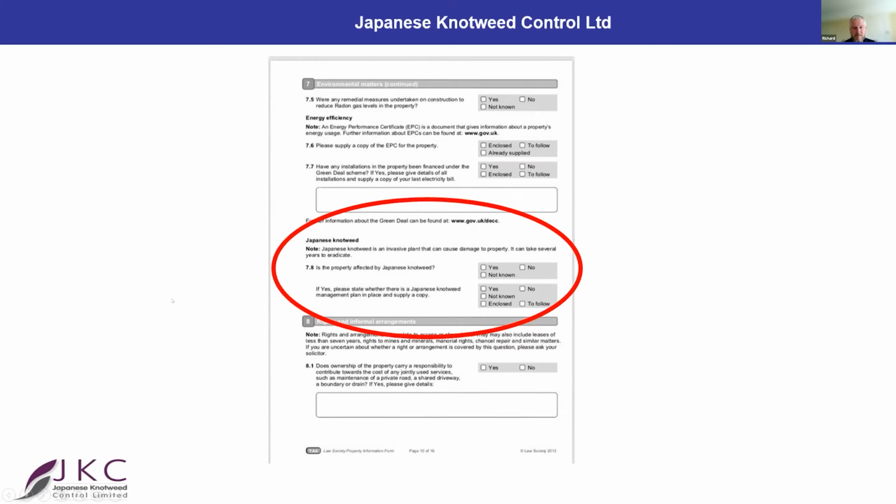So, Richard, all house buyers have to do this? Correct, yeah. On any domestic house sale, these forms have to be filled in by the house seller to say whether they are aware of and have Japanese knotweed on their property.